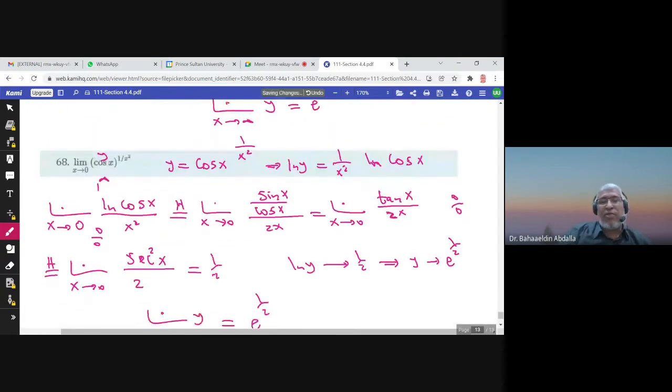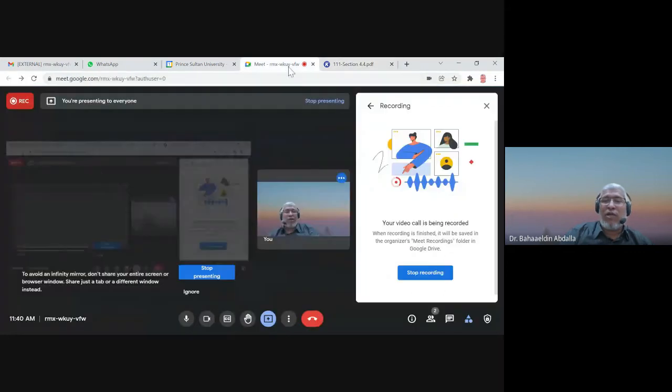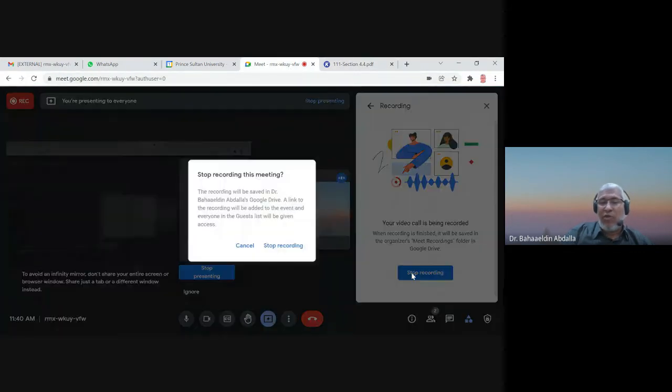And that's the end of the section. Hopefully you are good now with L'Hopital's rule.